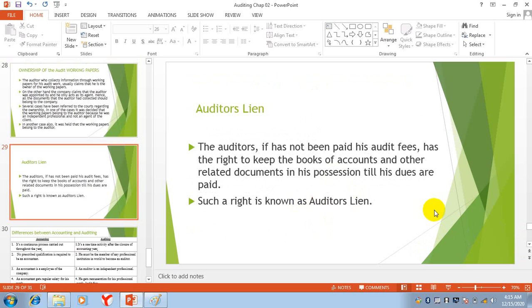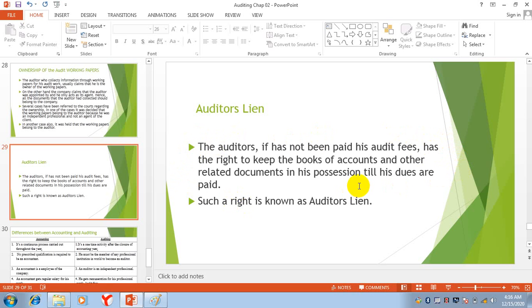And the last topic is the auditor's lien. What is the auditor's lien? The auditor, if he has not been paid his audit fees, has the right to keep the books of accounts and other related documents in his possession till his dues are paid. It is the right of the auditor that he can keep all the documents with himself until his fees are paid. If the company didn't pay the fee, he has the right to keep all these documents.